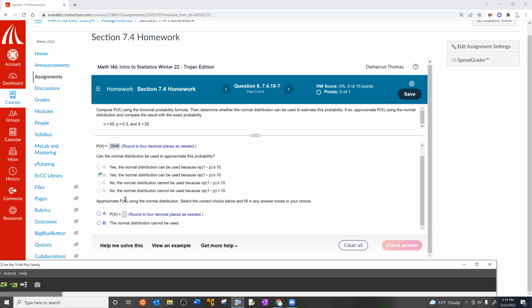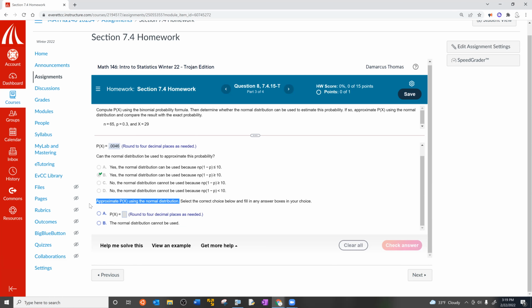This next part is actually kind of tricky. They want us to approximate the probability using the normal distribution. This part is going to be harder to do, just because we would have to convert 29 into a z-score, and then from there we would have to use the normal function. So for these, it's probably a good idea to skip, just because they weren't part of our lesson.